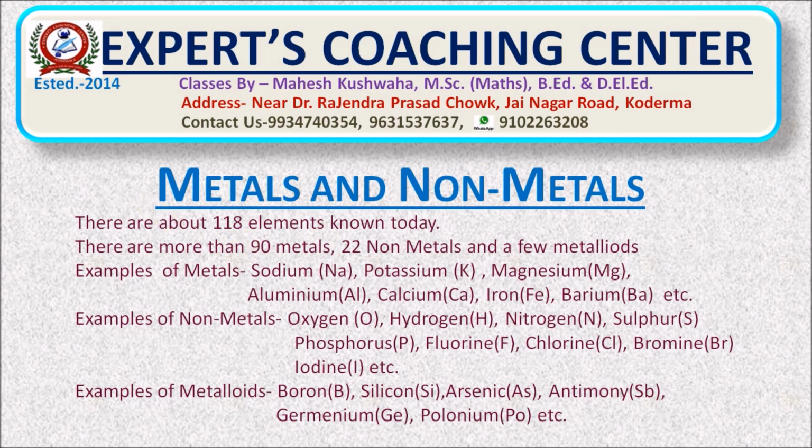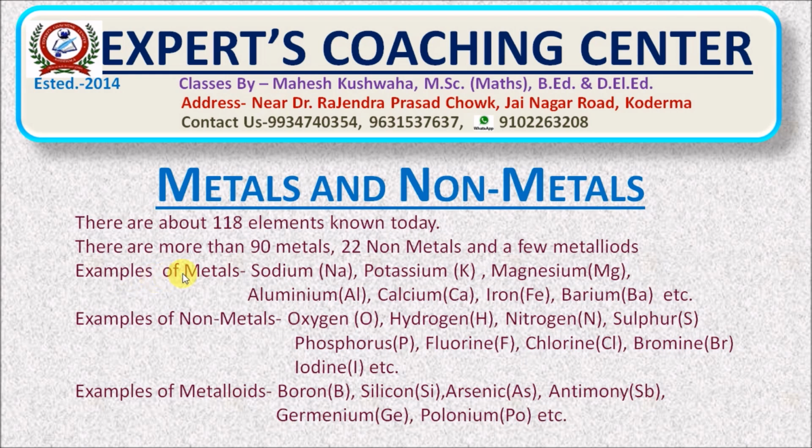Today we have got our chapter metals and non-metals. Dear students, earlier people didn't have information about elements. They had limited information, but now in the modern era we have got 118 elements that are known today. Among them, 90 elements are metals, 22 are non-metals, and among them a few are metalloids also.